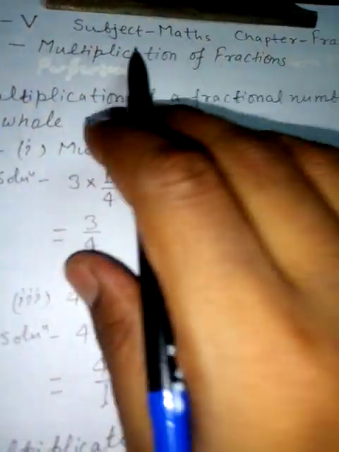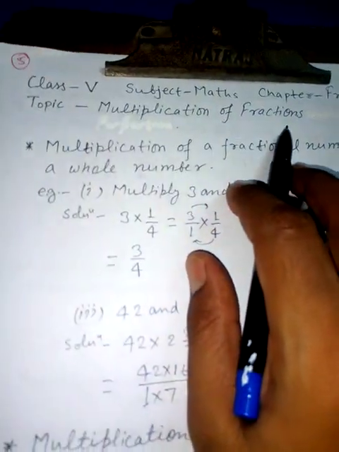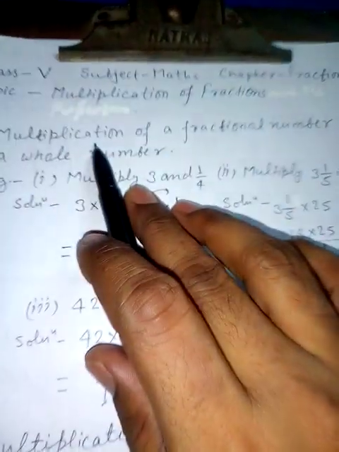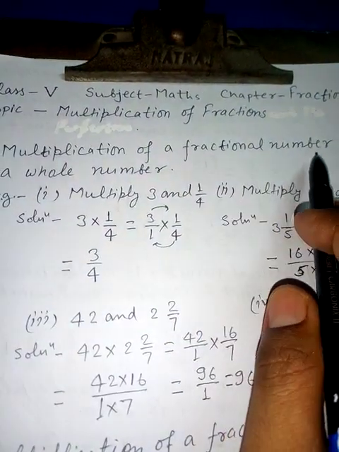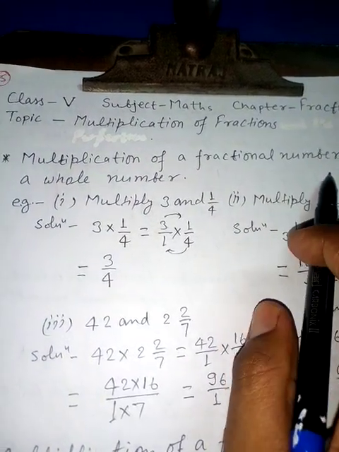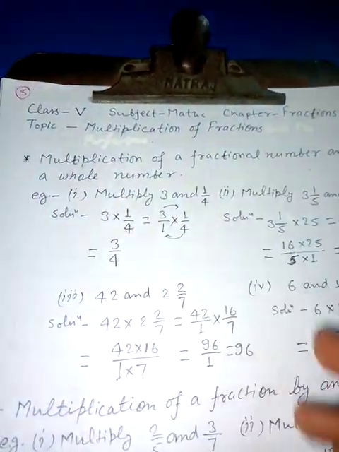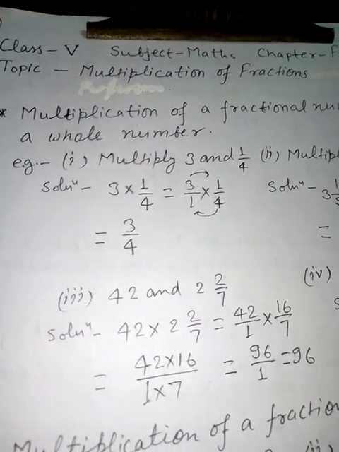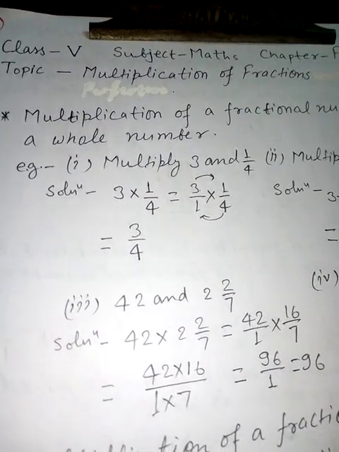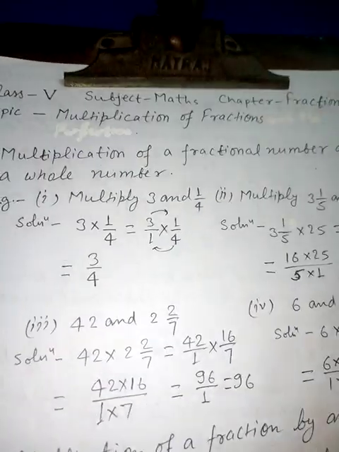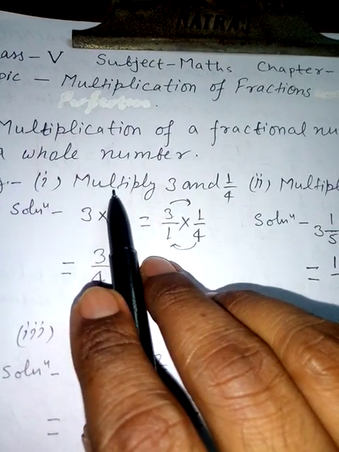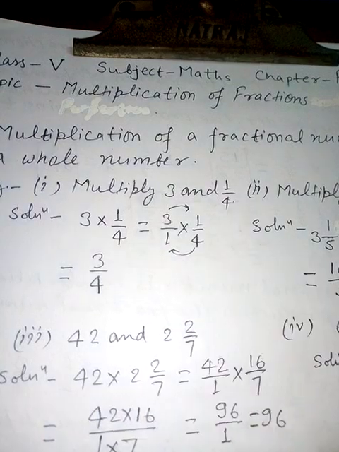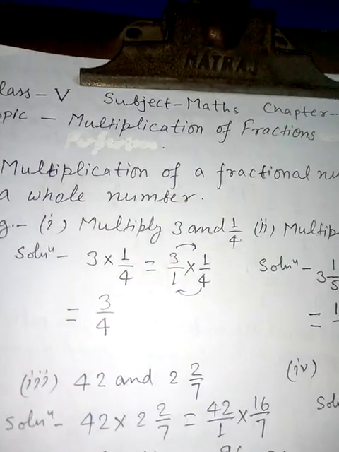Students, the topic is multiplication of fractions. Multiplication of a fraction or fractional number by a whole number. First we have to understand how we can multiply a whole number and a fractional number. For example, it is taken here, multiply 3 and 1 by 4. How can we multiply it?